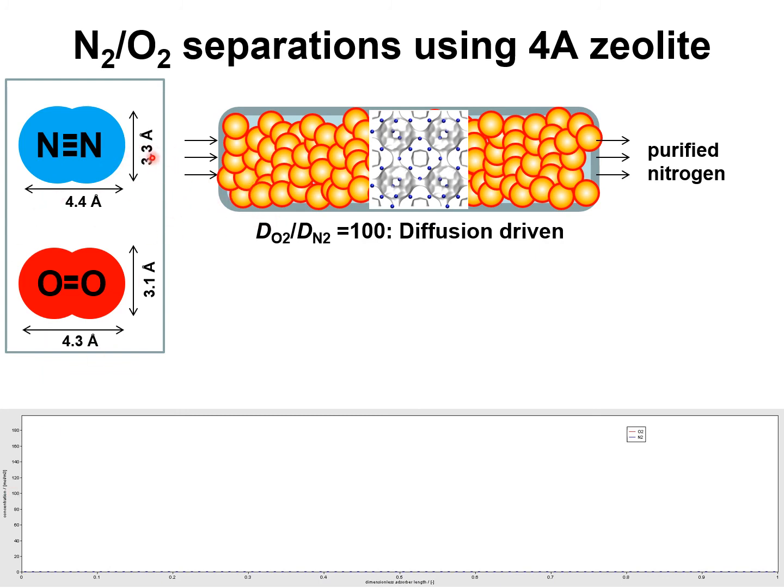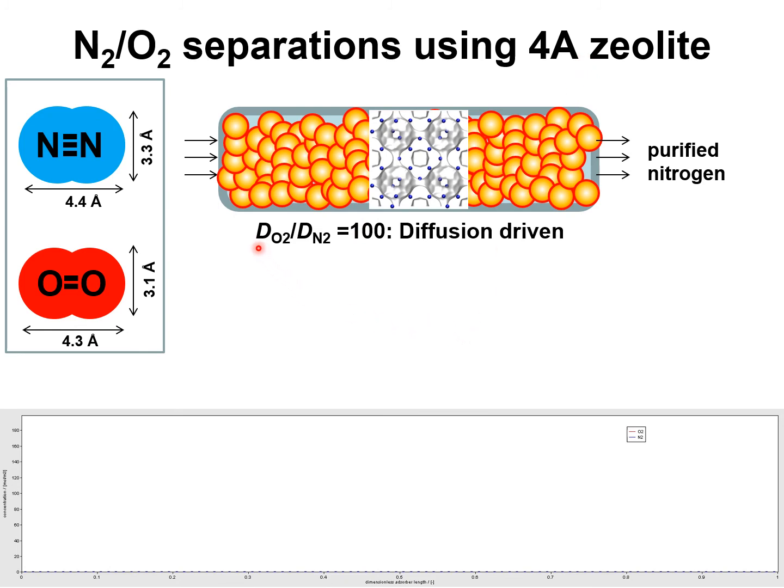The situation is quite different for separations of nitrogen-oxygen mixtures using LTA4A zeolite. 4A zeolite contains 96 sodium cations per unit cell, and these sodium cations are located near the window regions, and the location of the window region partially hinders the intercage hopping of nitrogen and oxygen. The net consequence is that the diffusivity of oxygen with respect to nitrogen is a factor 100, significantly higher than for 5A zeolite.